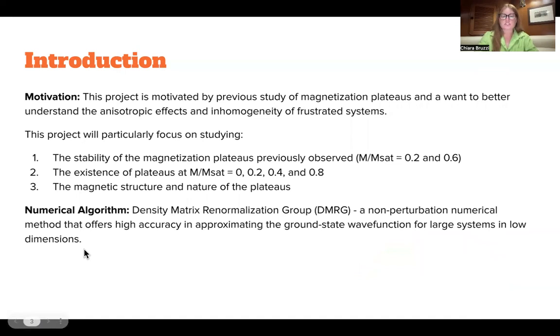What is the motivation of the project? This project is mainly motivated by previous studies of magnetization plateaus, and they want to better understand the anisotropic effects and inhomogeneity of frustrated systems.